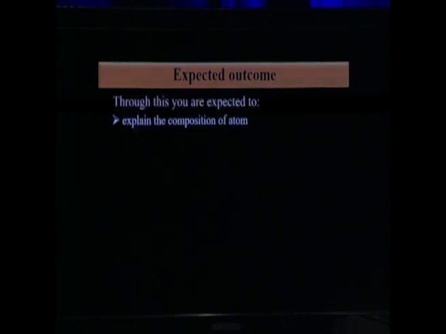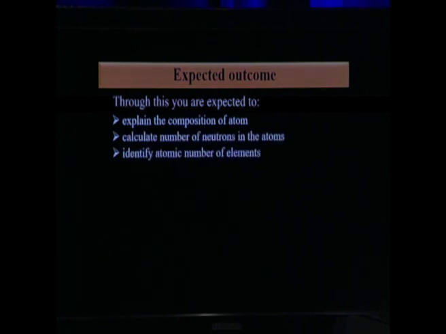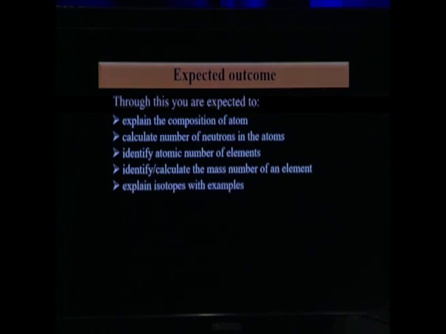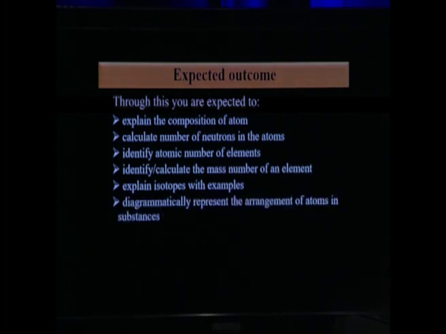So expected outcome. Through this, we will be expected to explain the composition of atom, calculate the number of neutrons in atoms, identify atomic number of elements, identify or calculate the mass number of an element, explain isotopes with examples. Then diagrammatically represent the arrangement of atom in substances.